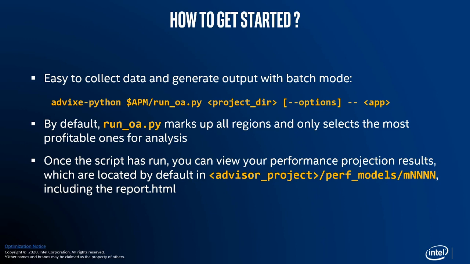Again, if you go into the individual collection steps, instead of using this one script that does everything, you can select and filter a little bit more on the individual regions. And after the whole thing has been collected, you have your report HTML file in the perf_models subdirectory with a number.